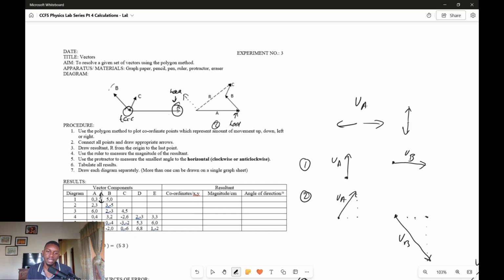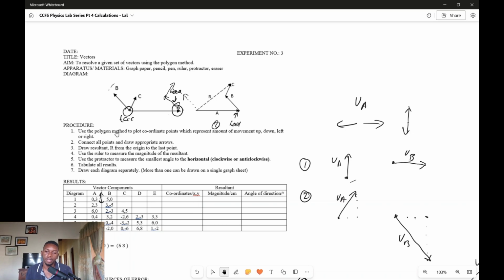A ends at the head. All right, the head is going to be the tail of B. So then that's where you will start drawing your B vector, bam, and then you draw your C vector at the head of B, bam, boom. So let's try that. All right.